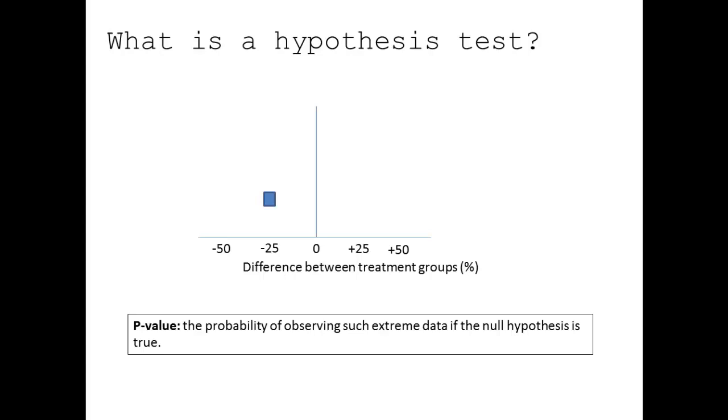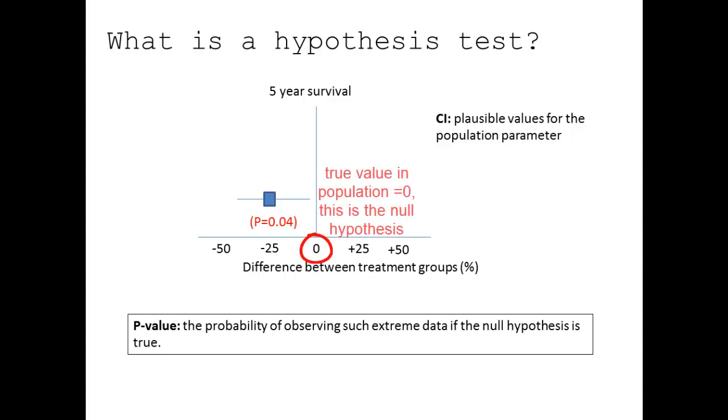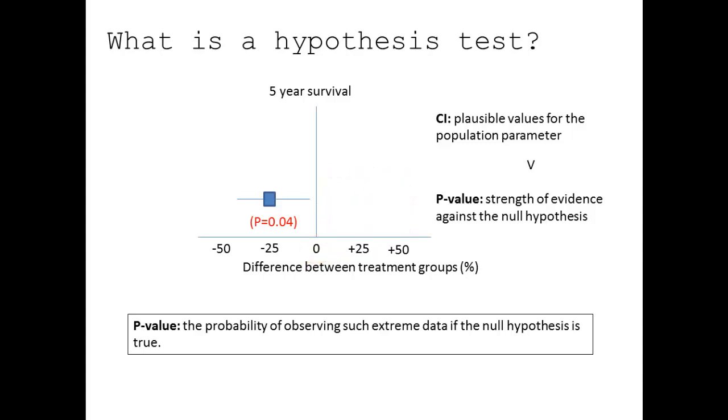So say for example we were interested in the difference in 5-year survival between two treatments for a disease. The confidence interval would provide plausible values for the population parameter of interest, i.e. the difference in survival, whereas the p-value estimates how likely it is to observe such a big difference if the true value for the parameter is 0. So the p-value estimates the strength of evidence against the null hypothesis. So p-values and confidence intervals are two different things.